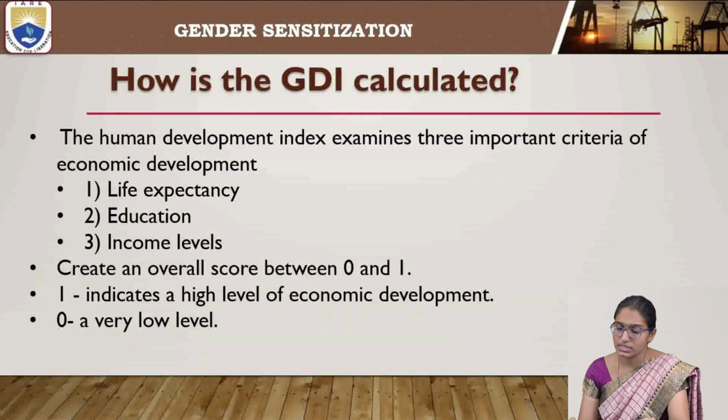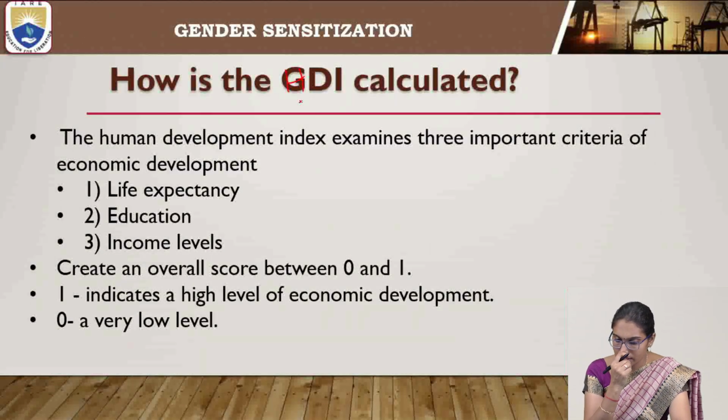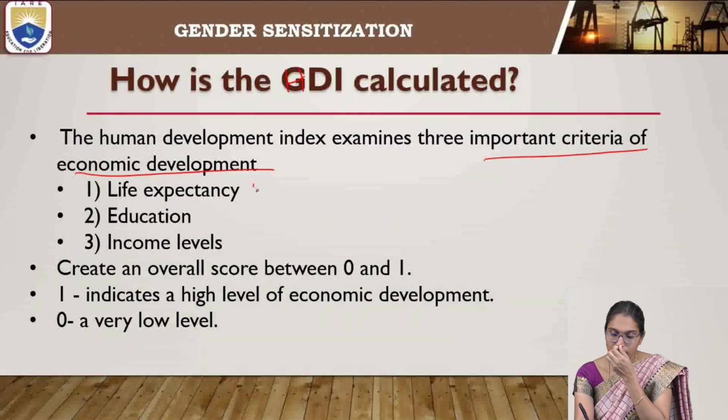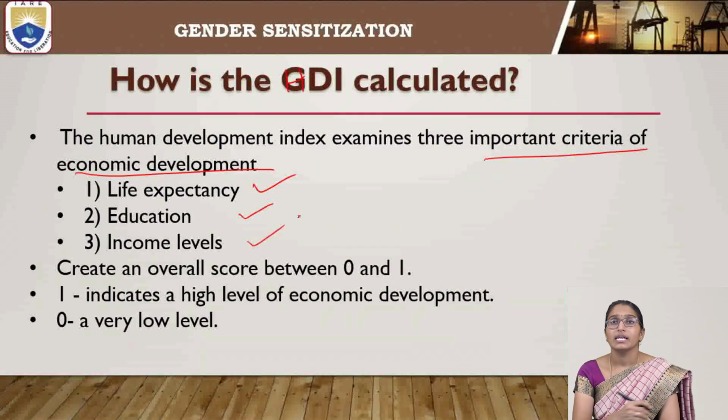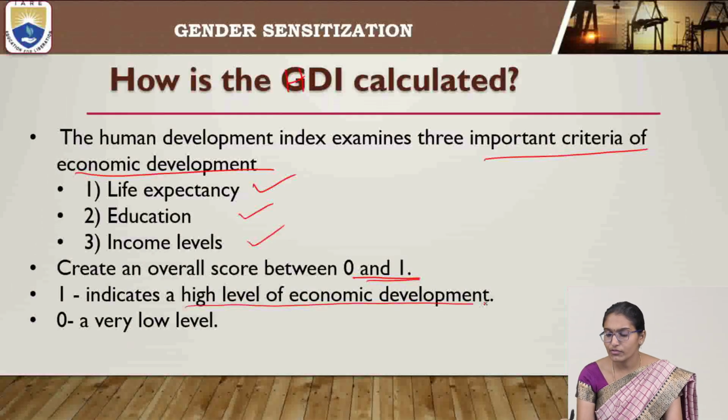Then let us see how it gets calculated. How is the HDI calculated? The Human Development Index examines three important criteria of economic development: life expectancy, education and income levels, as we just now saw. It creates an overall score between 0 and 1. So the index ranges from 0 to 1. Then 1 indicates what? It indicates a high level of economic development.